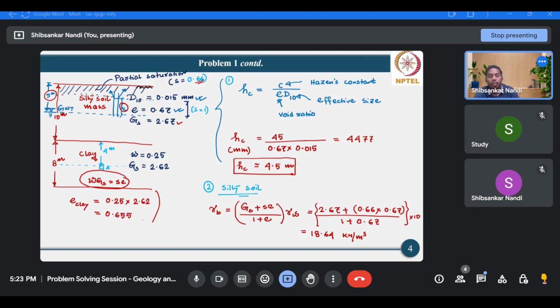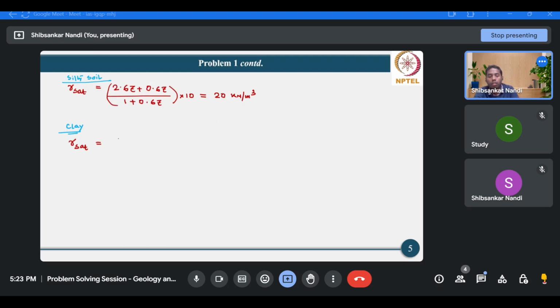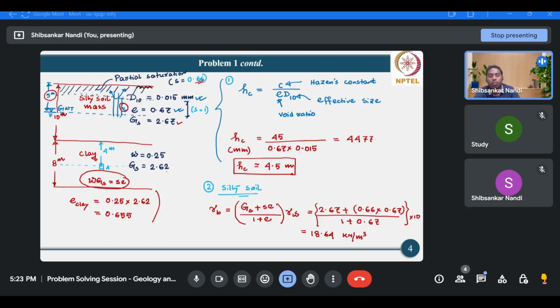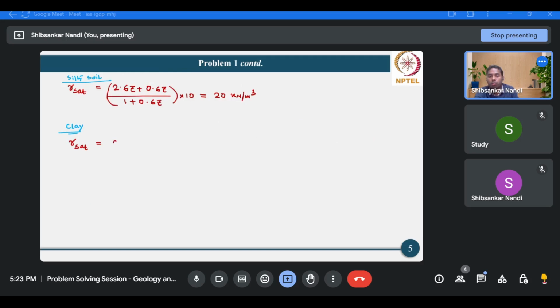So this is for clay. Now we'll substitute here. So first the specific gravity of soil solids is 2.62. 2.62 plus 0.655 divided by 1 plus 0.655 multiplied by 10. So 2.62 plus 0.655 divided by 1.655, it's 19.79 kilonewton per meter cube.